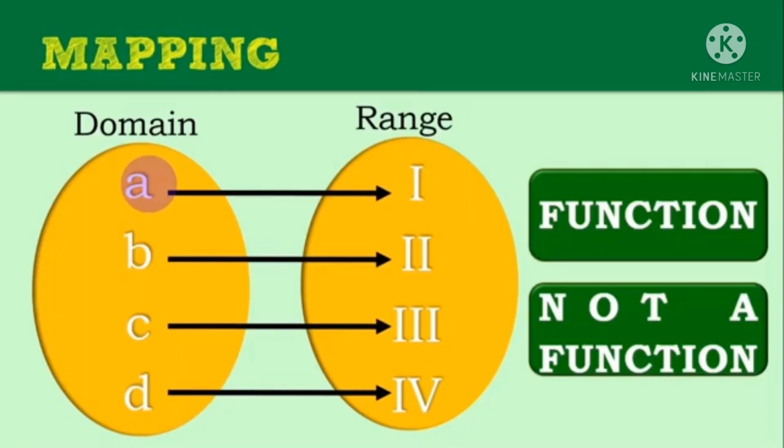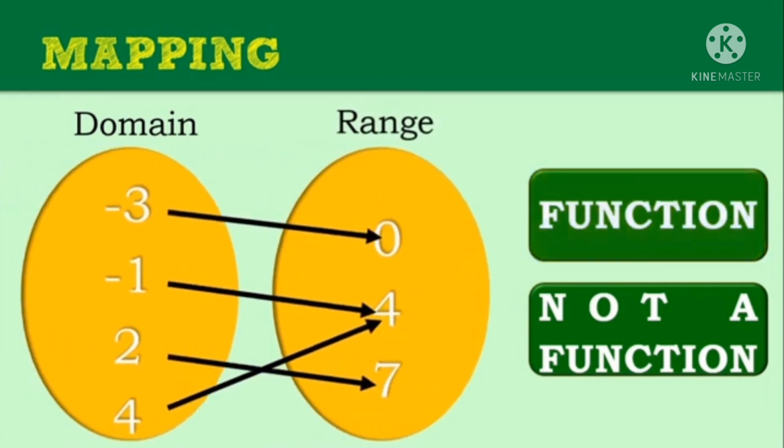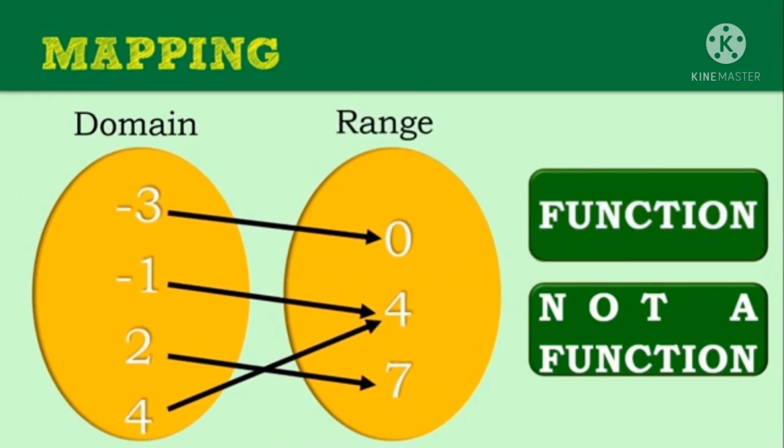So as you can see, every element in our domain is being paired to only one value of Y in our range. So that means this example is correct. This is a function. Let's look at example number 2. Can you identify if the given is a function or not a function? You may pause this video.